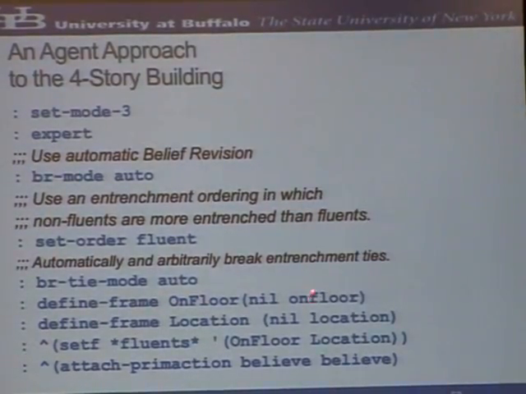Okay, define the frame on floor to have a slot on floor, define the frame location to have the slot location, and the fluents are in fact both of these function symbols, on floor and location, because they both can change when the agent moves around the building. And then you need to attach a PMLA function to a KL term. I'll tell you why if you ask, but otherwise just take it for that. In a way that's easy for us, but maybe confusing for you, they're both called believe. So the first believe is the KL term believe. The second believe is the name of the Lisp function which implements the PMLA, the believe act. It's a primitive act.